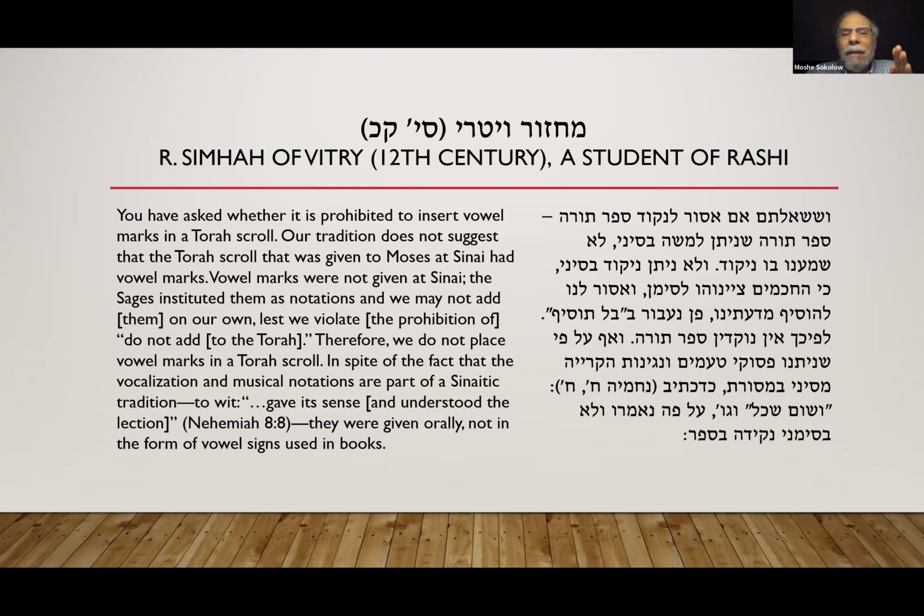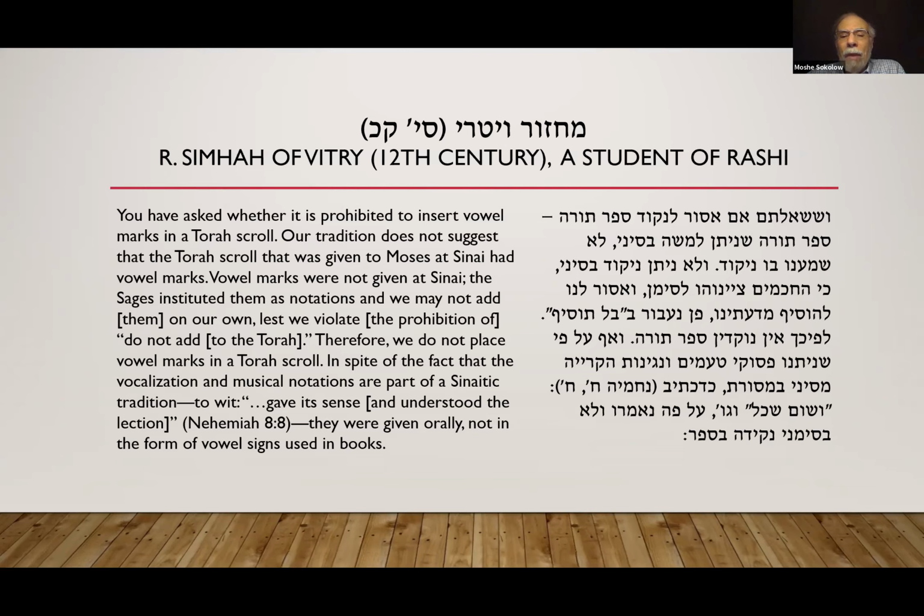Nevertheless, he concludes, Asur lanu lahosif mida'atenu. We ourselves are prohibited from adding any new kinds of symbols to the ones that they already introduced, pen na'avor beval tosif, lest we violate the prohibition of adding something to the Torah text. Therefore, he concludes once again, lefichach, therefore, ein nokedin sefer Torah. We do not place any marks in a Torah scroll, neither the vowel signs nor the punctuation marks.